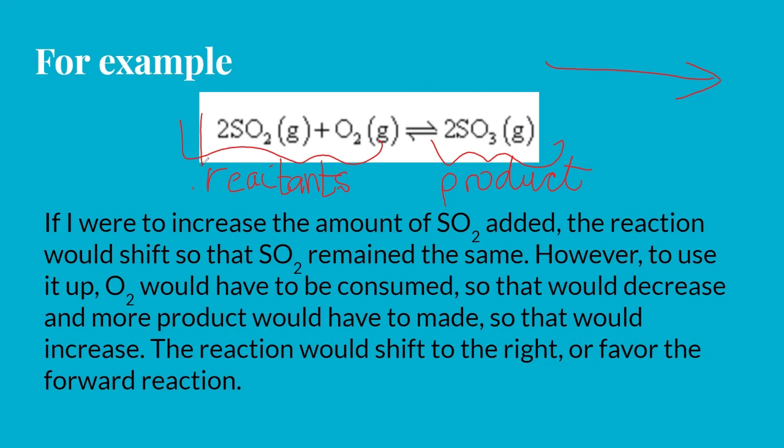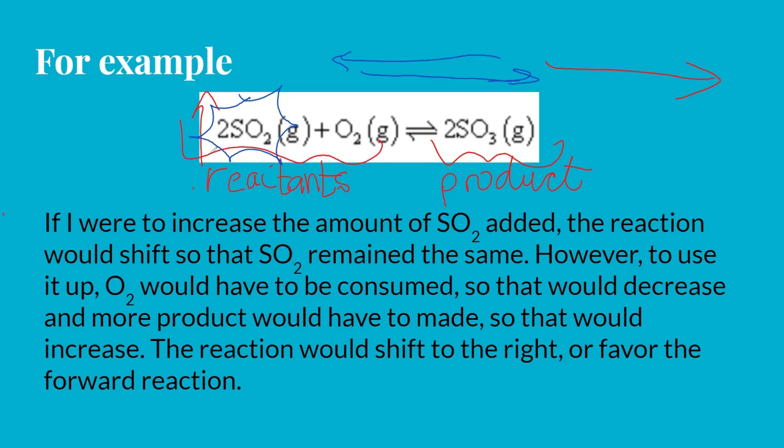So if I were to increase my amount of reactant, this is the one I'm messing with, so this is the one that's going to try to adjust. The reaction's going to shift to try and make it so SO2 stays the same. If you have too much, it's going to try and get rid of the excess. How do you get rid of excess SO2? If your only options are either to make SO3, the forward reaction, or take SO3 apart and make SO2, well, I already have too much SO2.